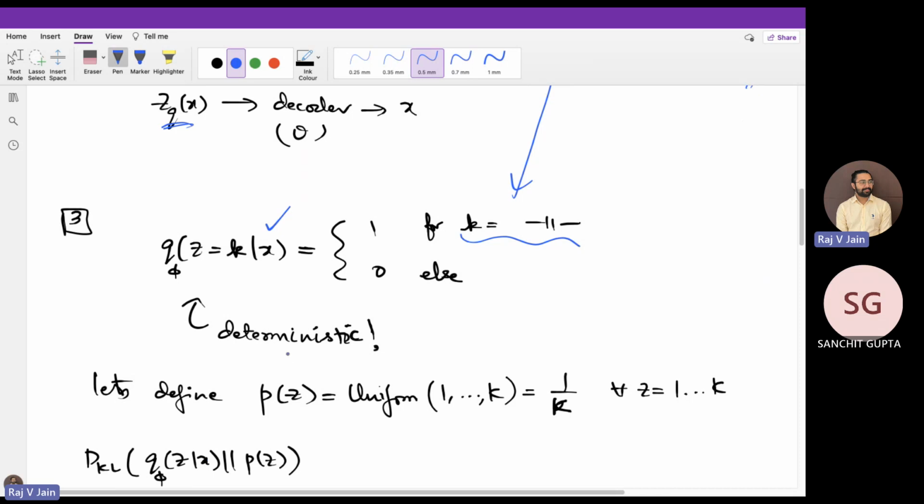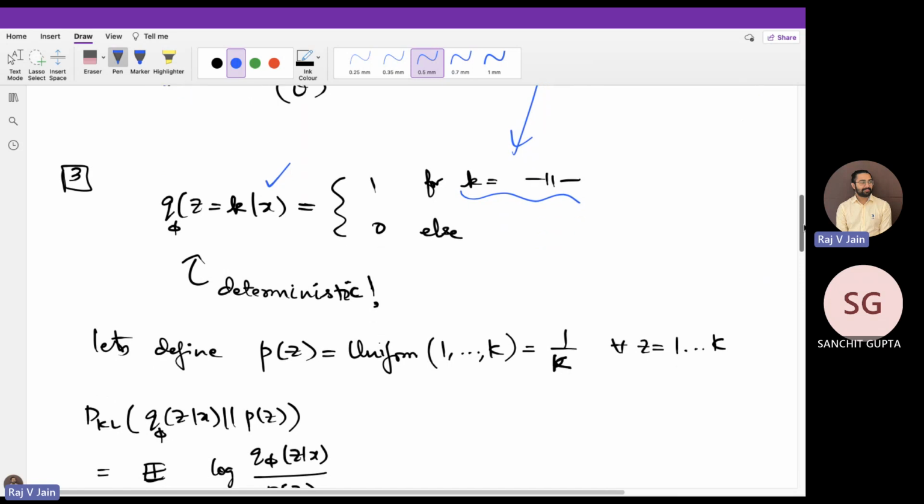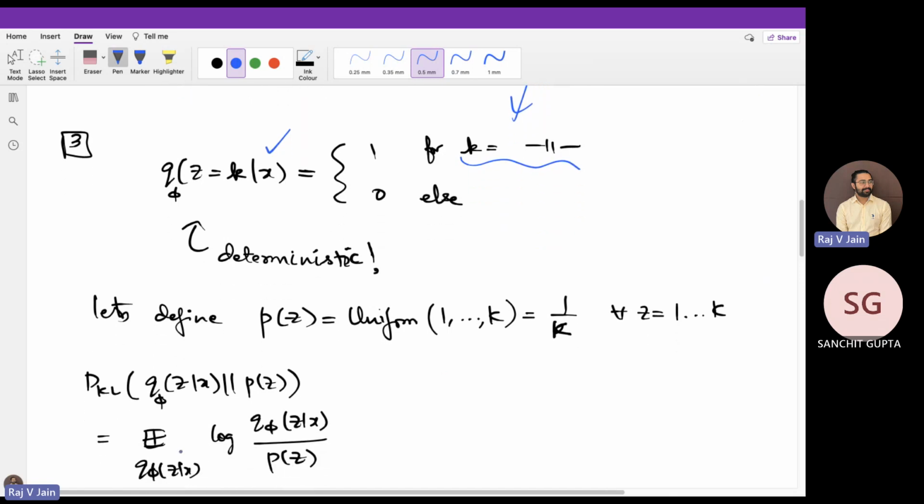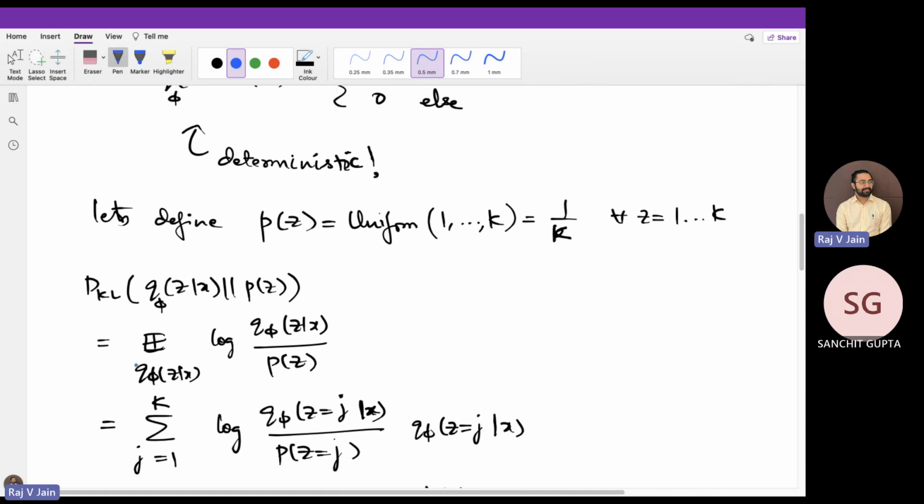Because now the whole paradigm has shifted, we need to recompute DKL, right? So how do we compute this DKL? From the definition, this is the expectation over q phi of z given x of log of q phi of z given x by p of z. This is a discrete distribution, so the expectation now becomes a summation over all possible values that z can take, with terms like q phi of z equal to j and p of z equal to j.